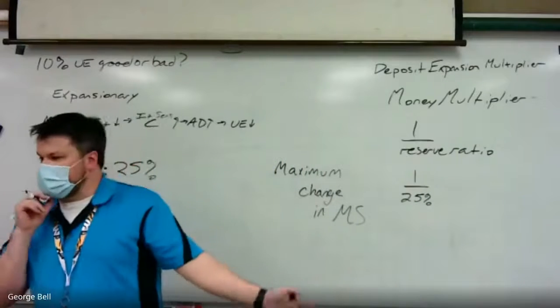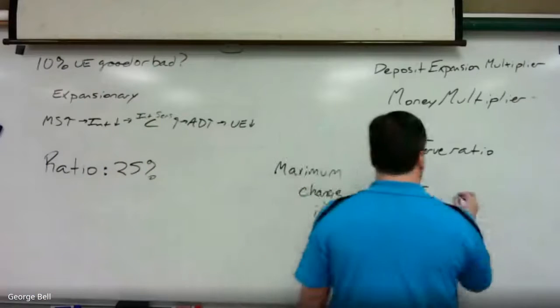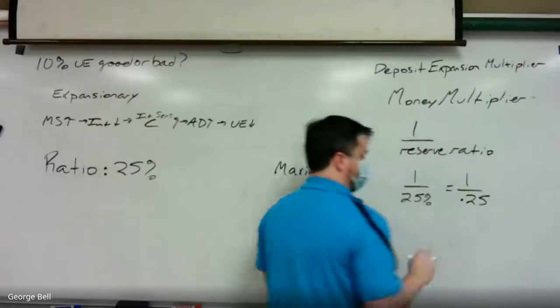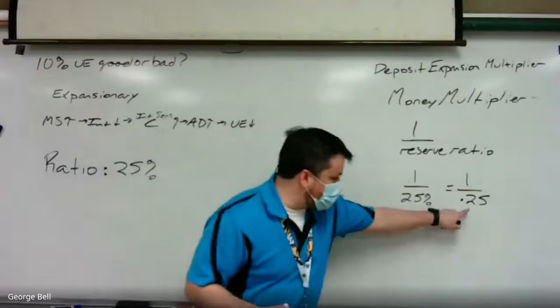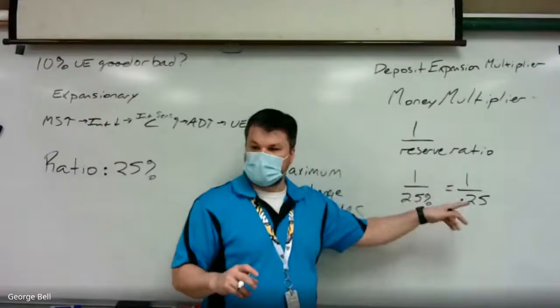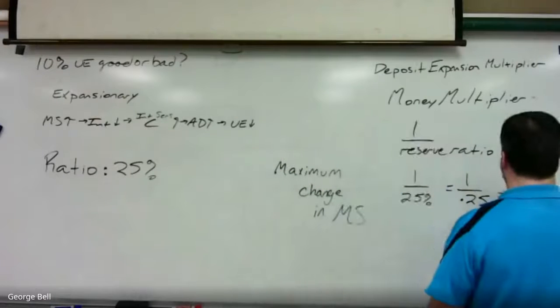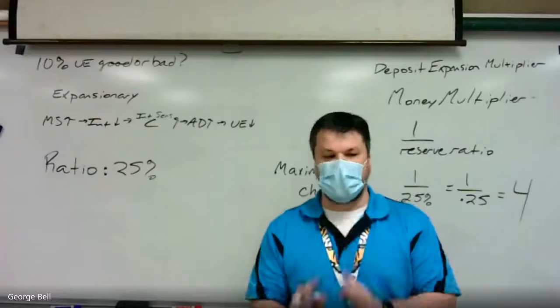Now, you know that you technically cannot do the math like this. You have to convert this to a decimal form. 1 divided by 25% equals 1 divided by 0.25. 1 divided by 0.25 is as easy as asking how many quarters in a dollar. And so 1 divided by 0.25 is 4. And so in this number 2 on the sheet we're working on, the money multiplier is 4.